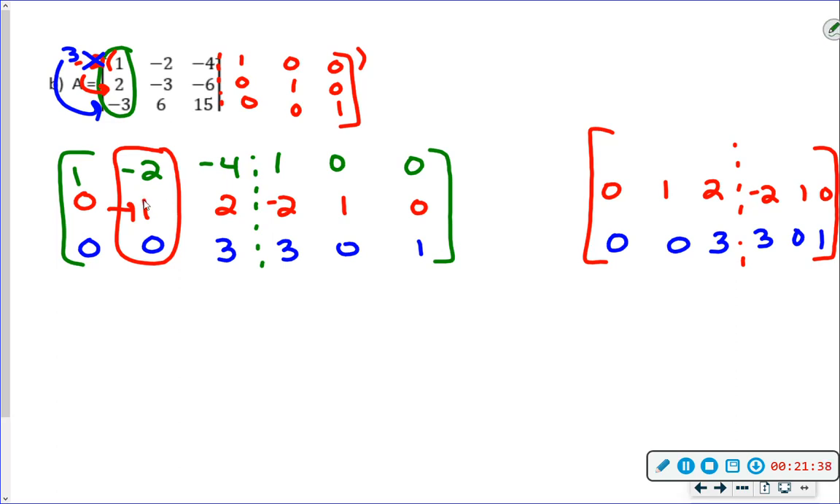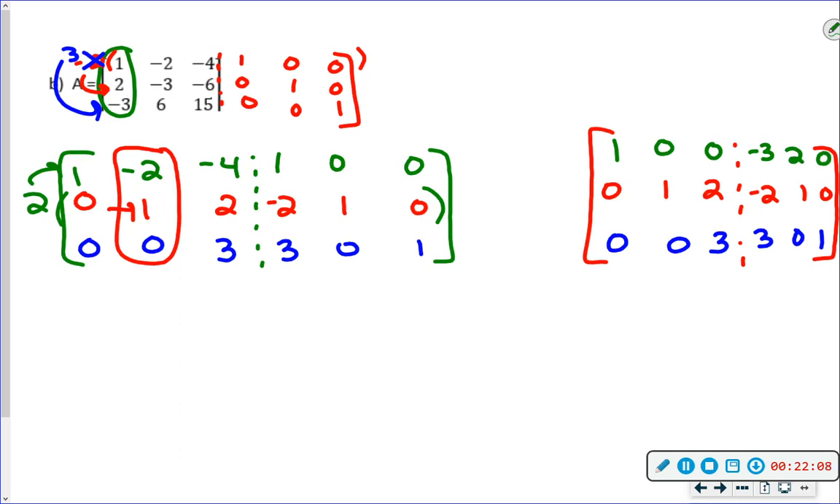I like that. So we've got the 0. Let's just get the negative 2 to a 0. Clearly we need a 2. We'll add it into the top. 2 times 0, 0 plus 1. 2 times 1, 2 plus negative 2. 2 times 2, 4 plus negative 4. 2 times negative 2, negative 4 plus 1. 2 times 1 is 2 plus 0. 2 times 0, 0 plus 0.